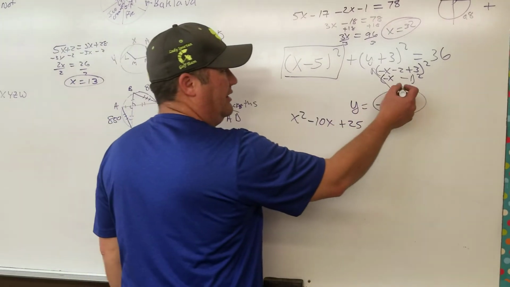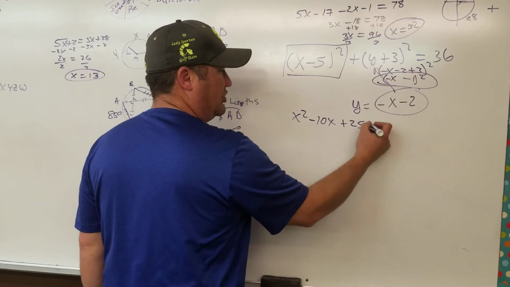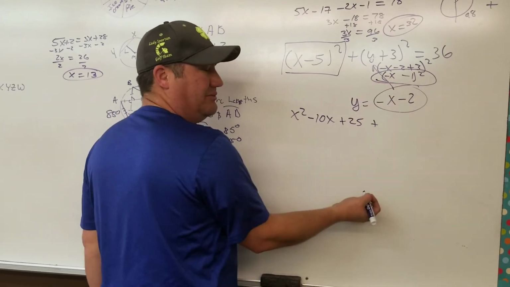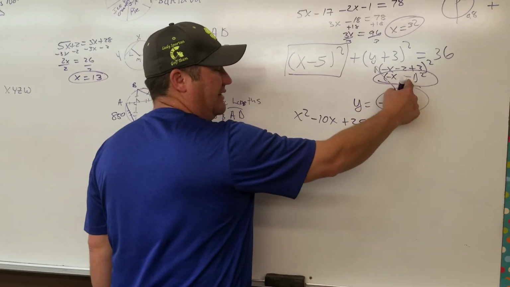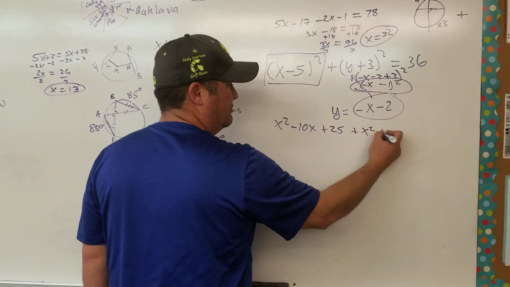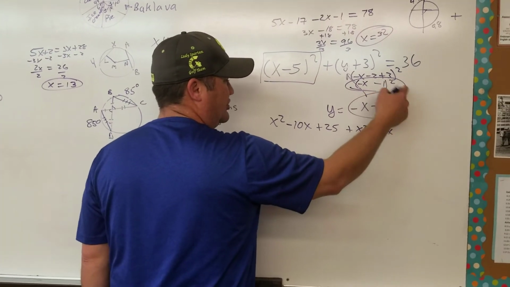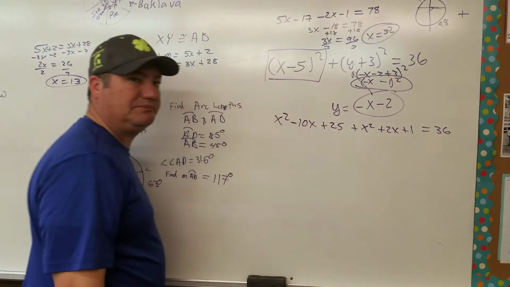Same thing over here. As I square this value out, I'm going to take first term squared. That's going to be a plus because a negative times a negative is a positive. X squared. First term times second term, again, negative times a negative is going to be a positive. X times 2 is plus 2x. Last term squared is going to be a plus 1 equals 36.